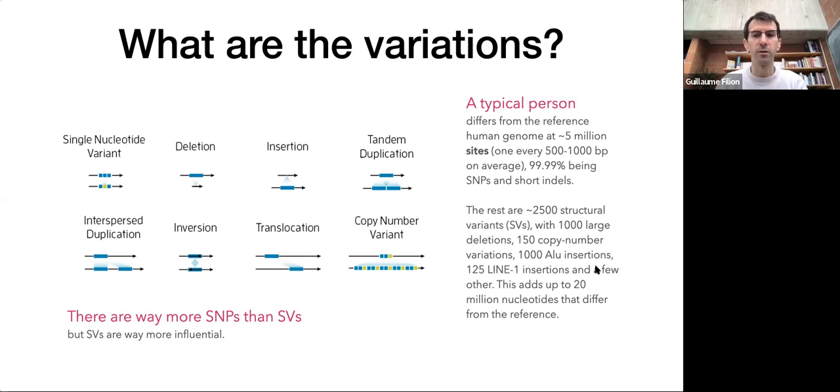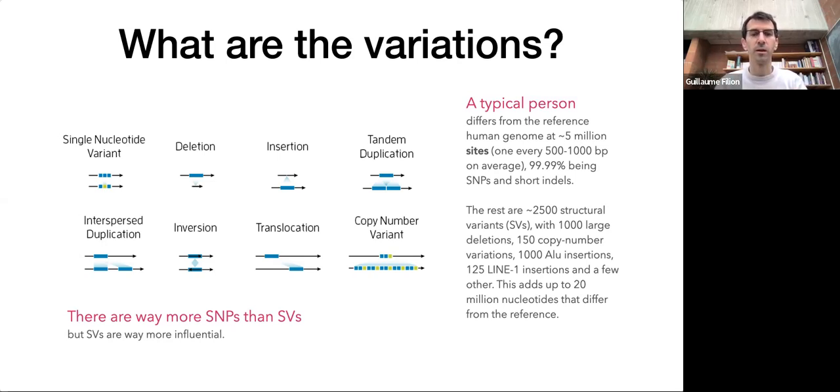125 line 1 insertions. Remember line 1? It's like a bigger mobile element, which is 8 KB, and a few other things, and that will represent these 0.001% of the sites that are big size variations or structural variations. This adds up to approximately 20 million nucleotides that differ from the reference. So even though there are much fewer sites that are different in terms of these structural variants, the total number of nucleotides that are different is actually very big.